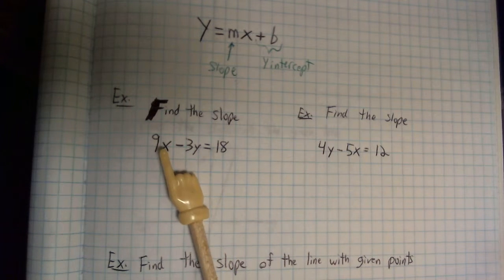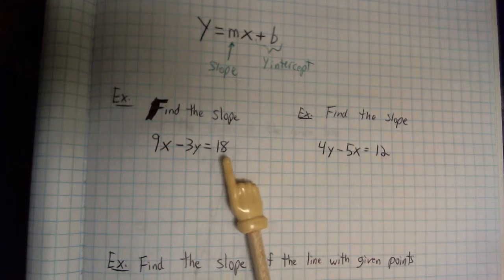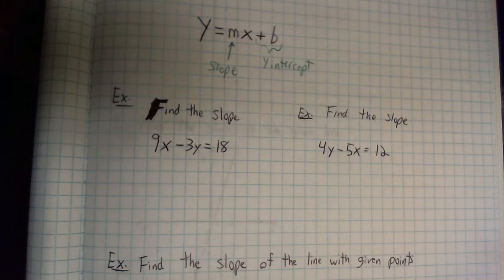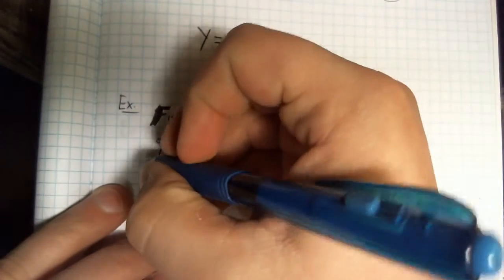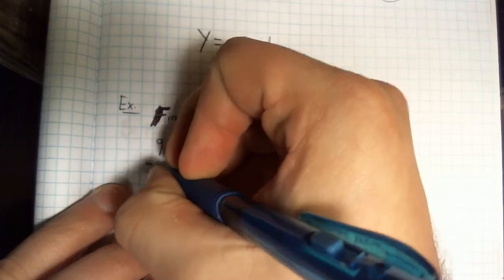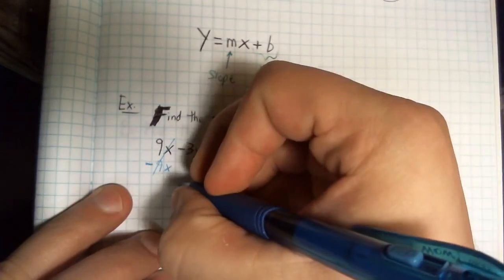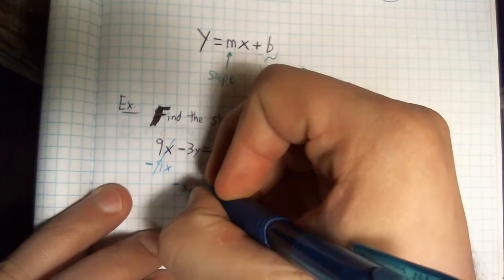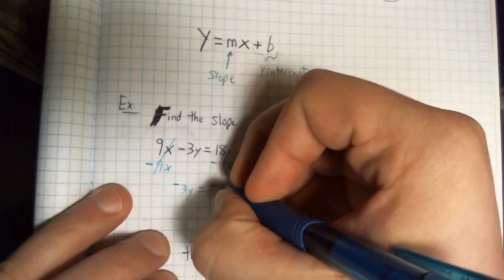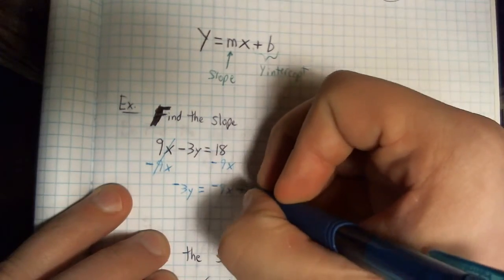So we need to somehow get this 9x to move over, and we've got to get rid of this -3 somehow. Well, algebra takes care of that for us. Here, we want to subtract 9x from both sides. That'll eliminate 9x from this side. We'll have -3y equals -9x plus 18.